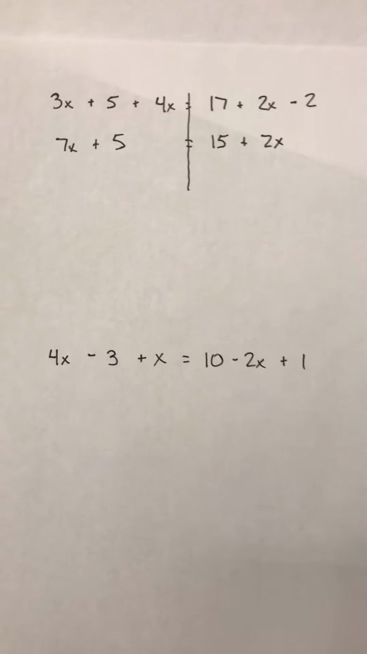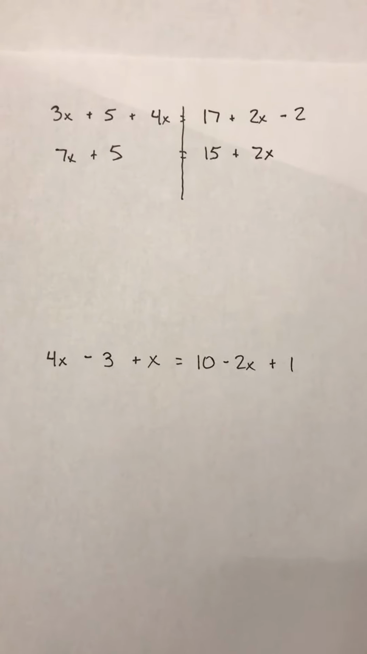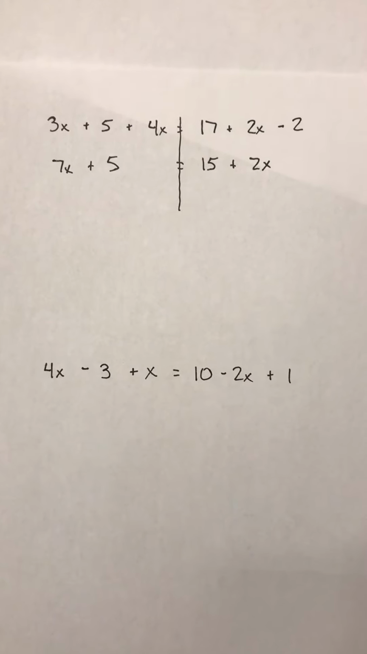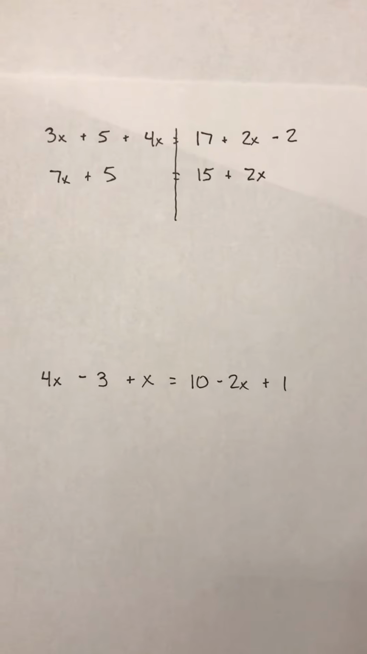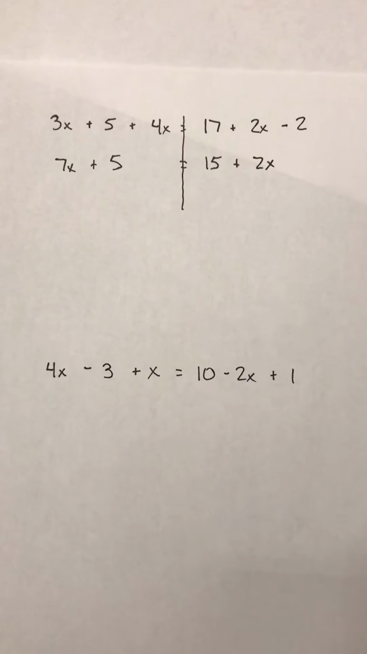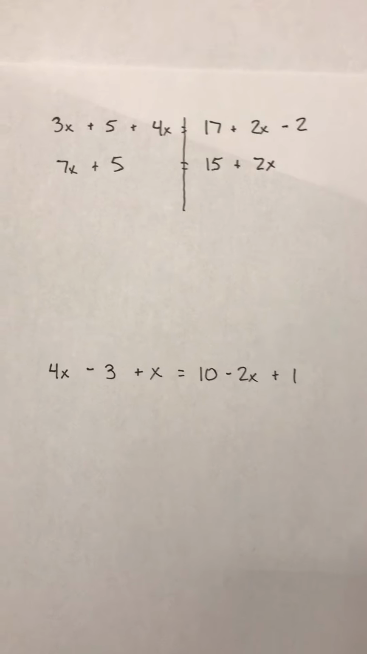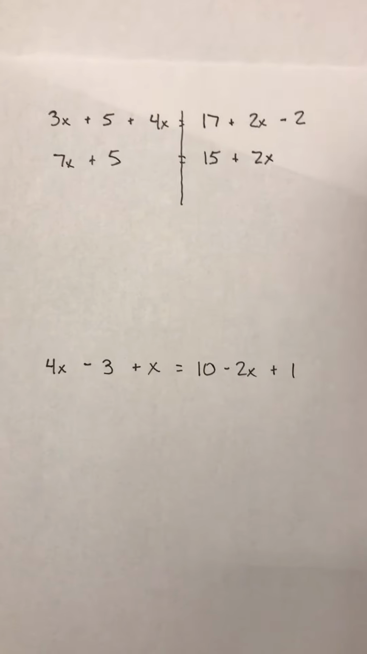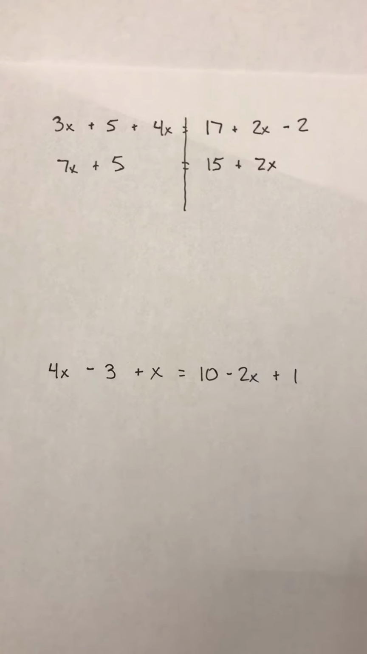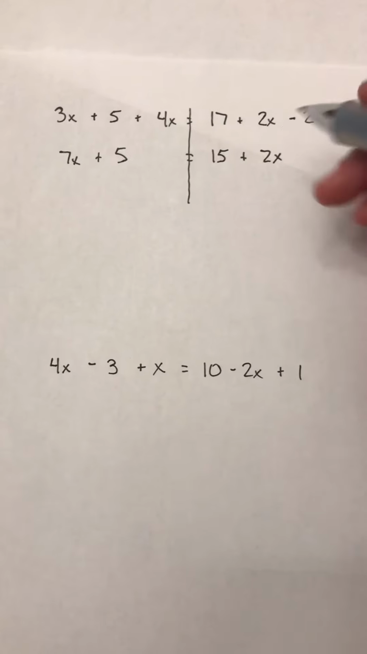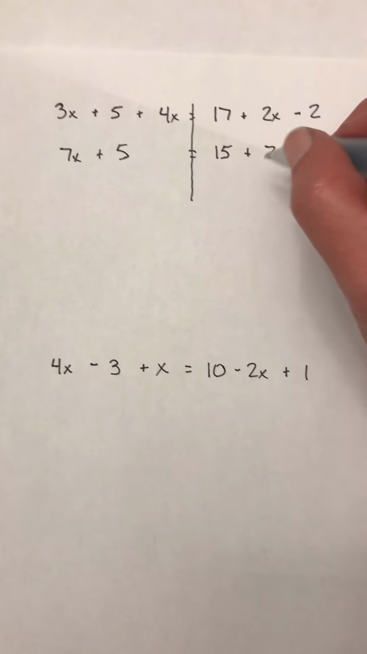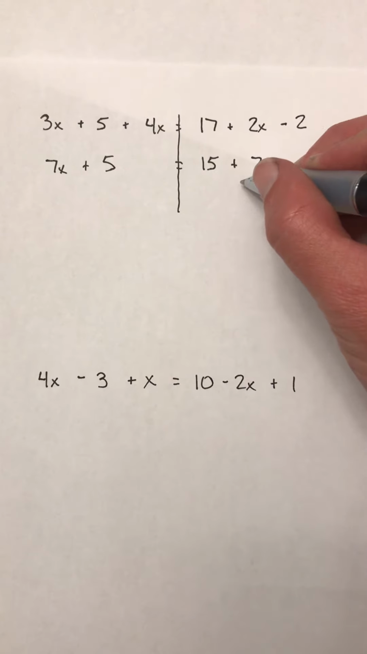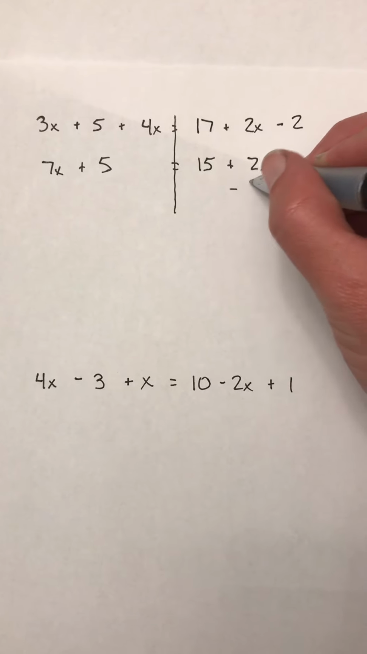So technically it does not matter which of my x's I move. Actually, it doesn't matter what you move next, technically. But I would say we want to get all the x's on the same side. So I'm going to get rid of the smaller x. You always want to get rid of the smaller x. In this case, that would be the 2x. In order to get rid of 2x, it's being added, so we're going to subtract 2x.